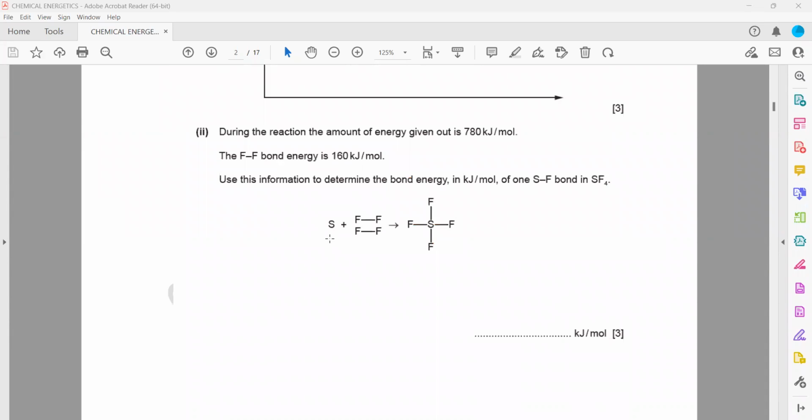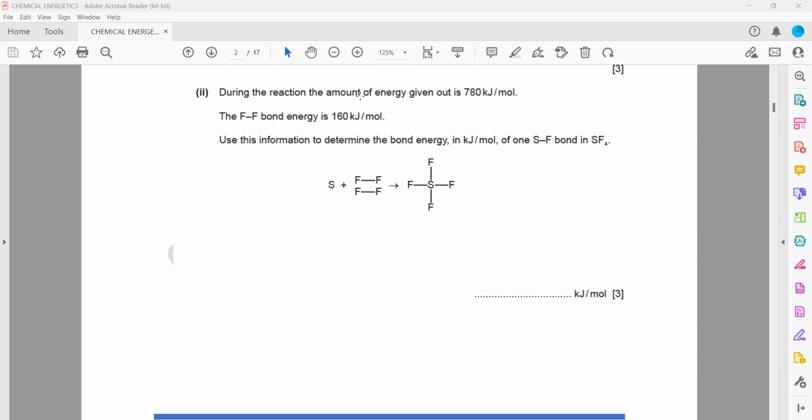The next question: during the reaction, the amount of energy given out is 780 kilojoules for 1 mole. The fluorine-fluorine bond energy is 160. Use the information to determine the energy for 1 mole of SF bonds. So the reactant side is the bond breaking side. On the reactant side, we break the bonds. The product side is the bond forming side.